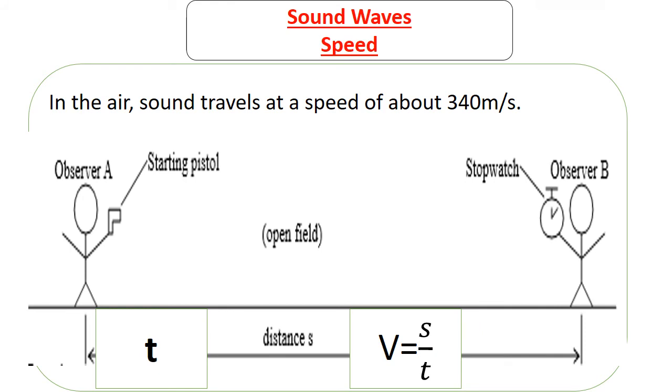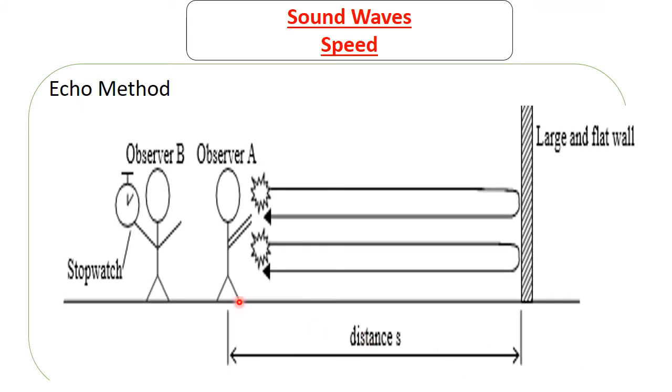Then method 2 is called the echo method. So this is the setup for the echo method. We are going to have observer A and observer B. Observer A is going to be clapping, then observer B is going to be recording time. Then in front of both of them, there should be a large and flat wall. So what's going to happen is when observer A claps, the sound is going to go and hit the wall and bounce back.